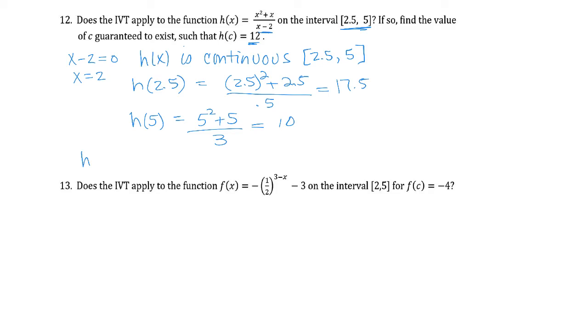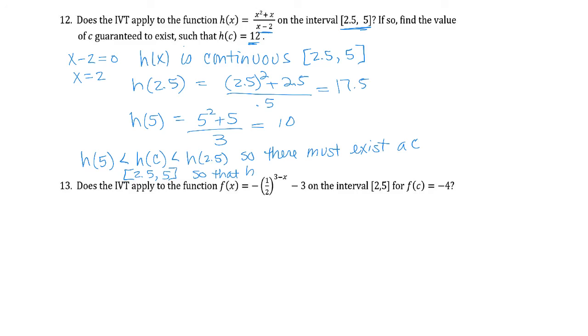So we have h at 2.5. Nope, we need to do h at 5 first. Sorry. So h at 5 is less than h at c. And then that's less than h at 2.5. So there must be a c on the interval from 2.5 to 5, so that we have h at c equals 12.